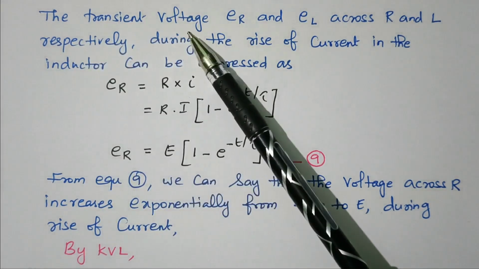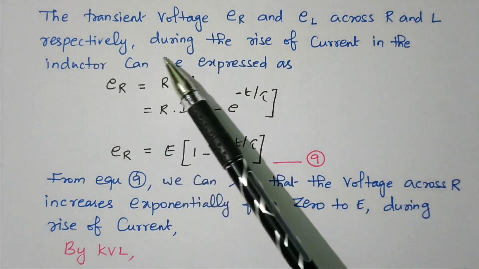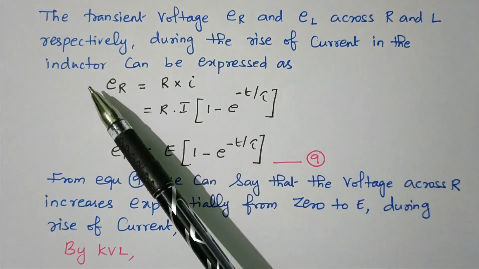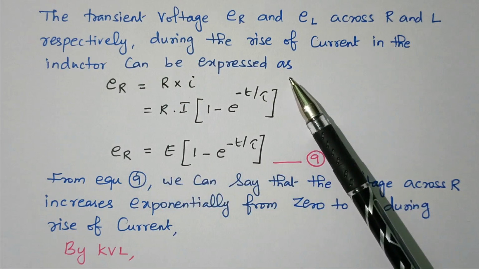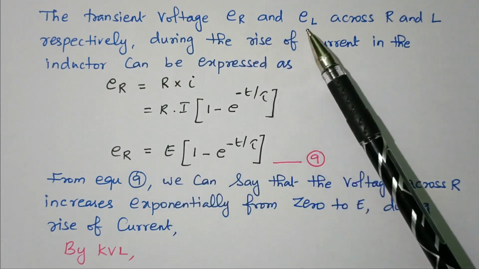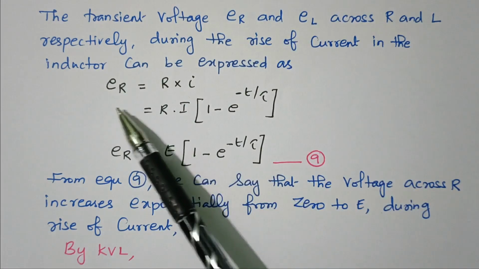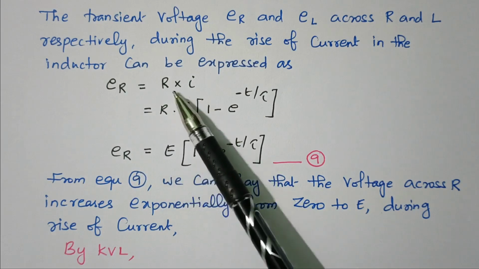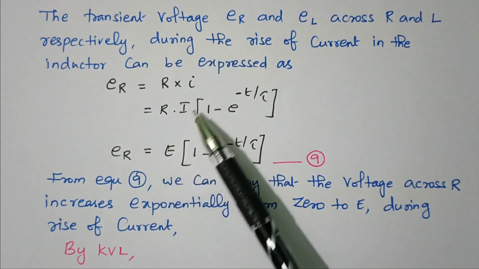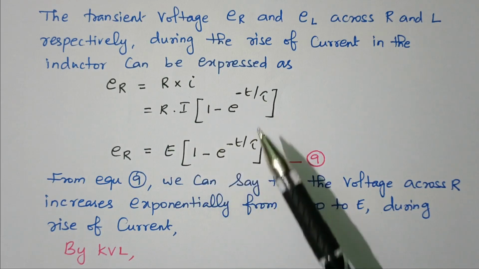The transient voltages ER and EL across R and L respectively during the rise of current in the inductor can be expressed as follows. Now we calculated the time response of the current. Now we'll calculate ER and EL, the voltage across the resistor and inductor. So ER is nothing but R into I, resistor value into I. So R into I is already calculated: I of 1 minus e power minus t by tau.